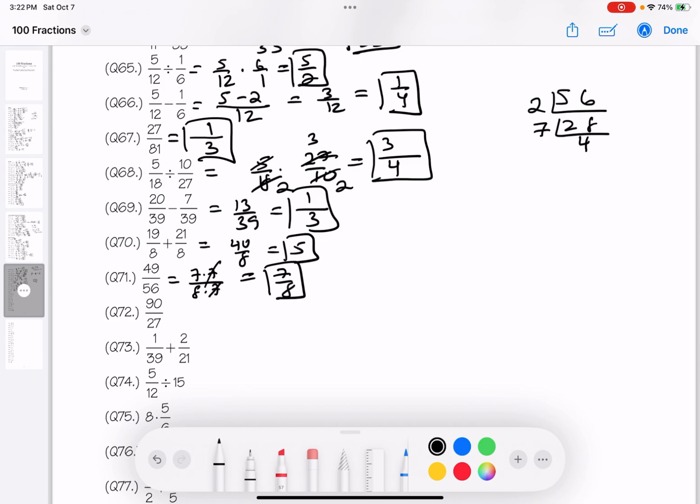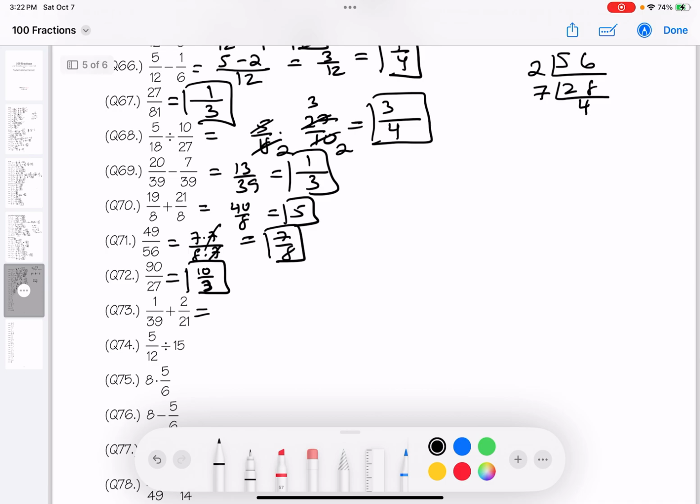Always look around for something, by the way. Now I'm looking at 90 and 27. I'm going to say 9. That's going to be 10, because 9 goes into 90 10 times. And 9 goes into 27 3 times. Yes, it's an improper fraction, but in algebra, we actually prefer that.